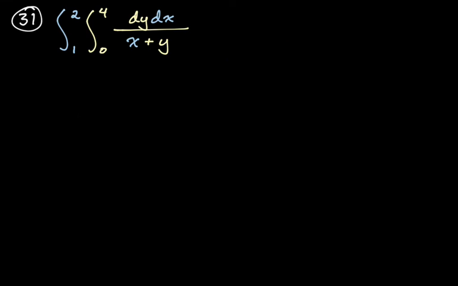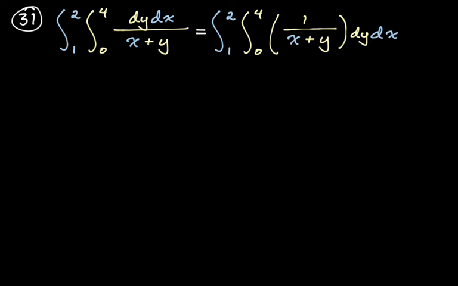All right, number 31. We have from 1 to 2, 0 to 4, dy dx over x plus y. When it's written this way with dy dx in the numerator, the one on the left is the one you're supposed to do first, and the one on the right is the one you do second. I'm going to rewrite this so that it looks a little more nested, because I prefer that. But the textbook will write it with dy dx over x plus y, so you do have to know how to handle that. We read from left to right, so it makes sense.